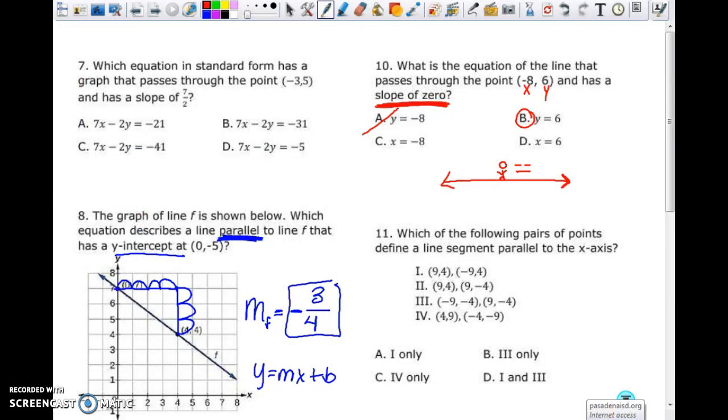So what I was trying to tell you guys, all horizontal lines, it's y equals whatever the y value is, right? They gave us the y, so that's why the equation was y equals 6.